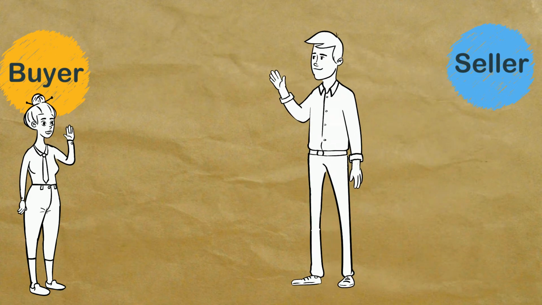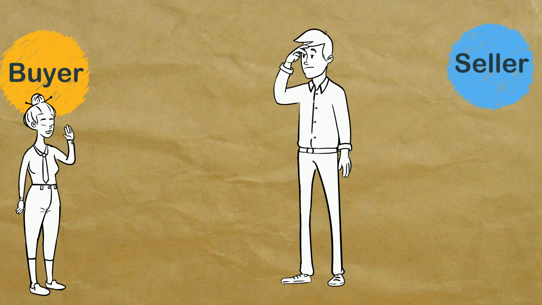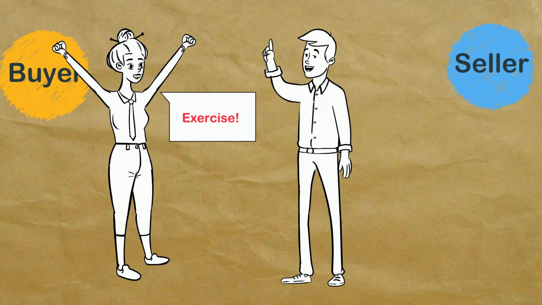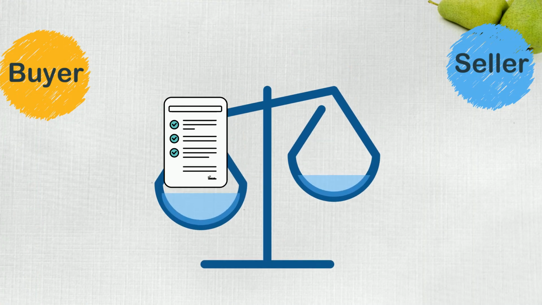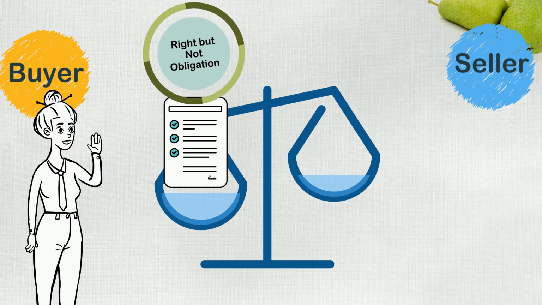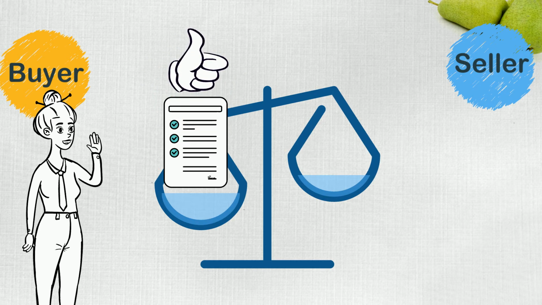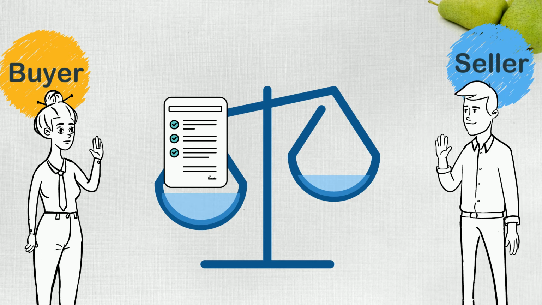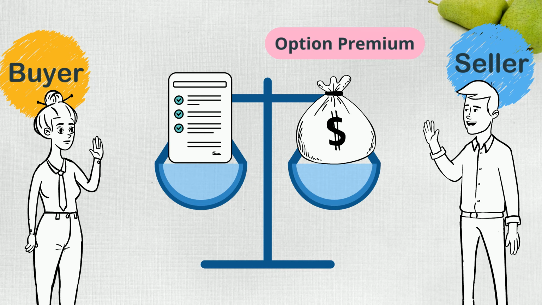The seller of the option, on the other hand, does not have any choice. He will have to sell the underlying asset if the buyer chooses to exercise the option. This payoff is asymmetric because the buyer has the right but not the obligation whether or not to exercise the option, and will only do so if the terms are favorable to her. As a result, the seller will only enter into the contract if the buyer pays him an amount upfront. This amount is the option premium.